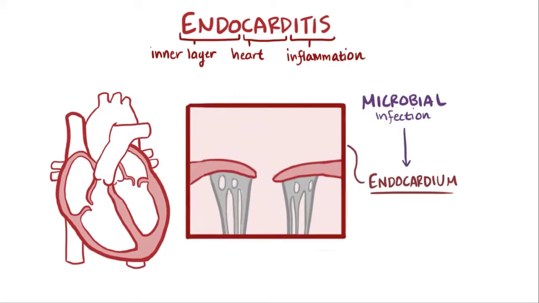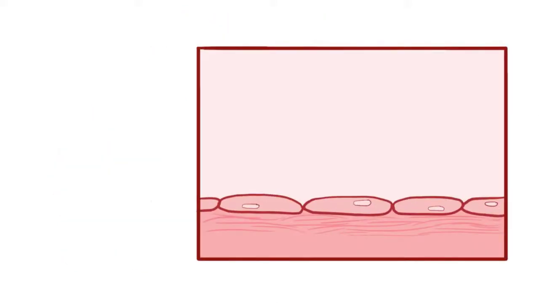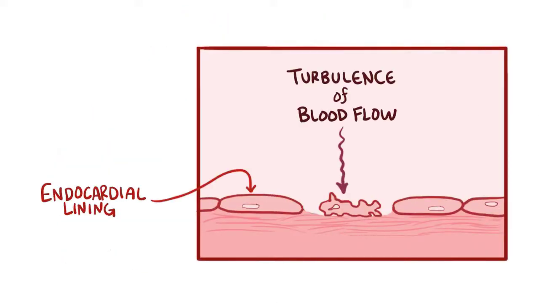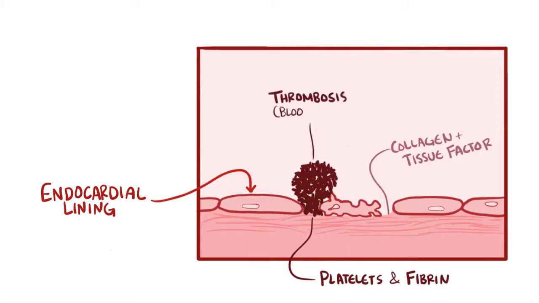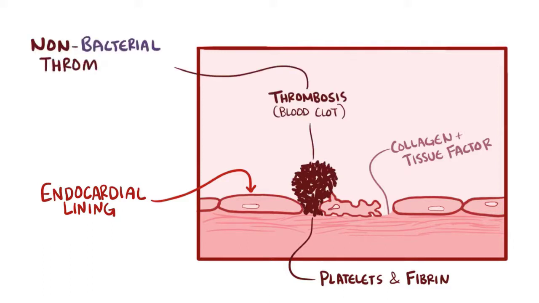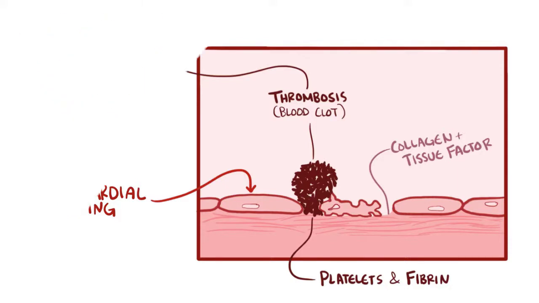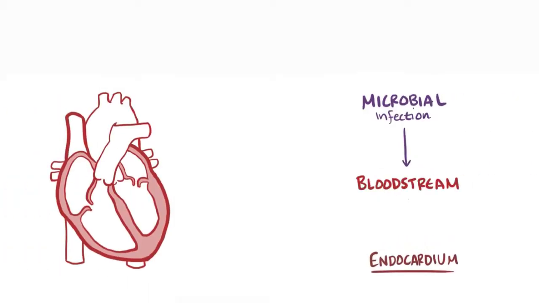Any area of the heart that's exposed to turbulent blood flow, like a narrowed cardiac valve or a septal defect, could be affected by endocarditis. Turbulence of blood flow causes damage to the endocardial lining. That damage exposes the underlying collagen and tissue factor, which causes platelets and fibrin to adhere, which forms this tiny thrombosis or blood clot. This is called non-bacterial thrombotic endocarditis, or NBTE, and it's non-bacterial because it happens even before the bacteria shows up.